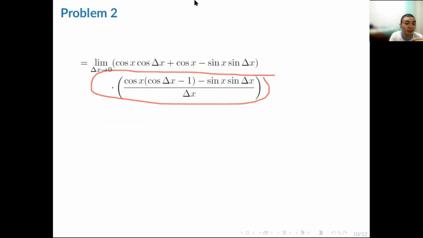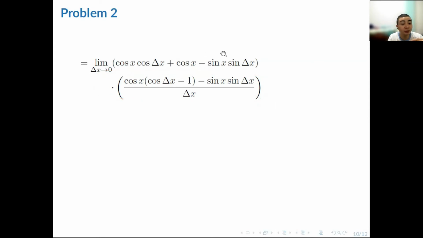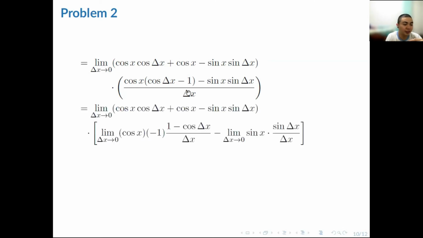Kung mapapansin niyo, pwede nating gamitin dito yung special trigonometric limits. So kopyahin lang muna natin yung first factor, then ayan siya. Baka nagtataka kayo, paano natin to nakuha? So isa-isahin natin. Itong second factor natin, pwede natin siyang hatiin into two parts. Yung first part is this one. Anyway, so we have cosine x times quantity cosine delta x minus 1 all over delta x. Then the second part naman is this one. So we have here negative sine x sine delta x all over delta x.